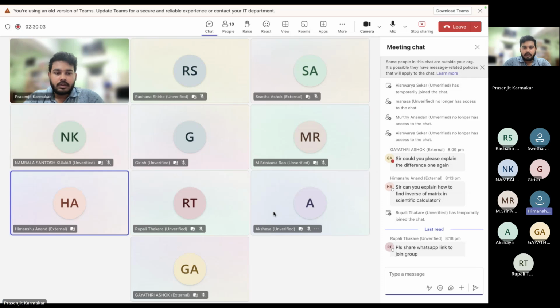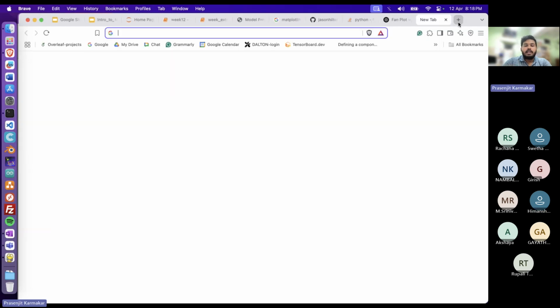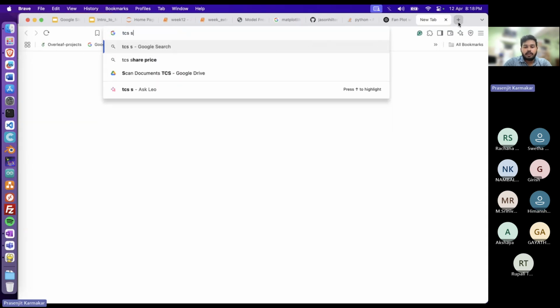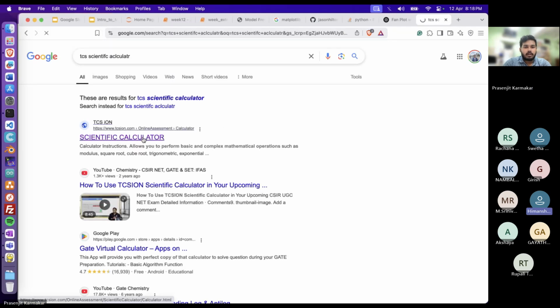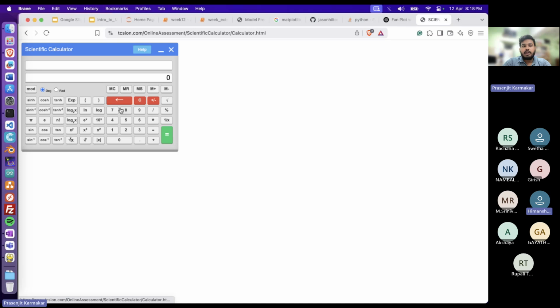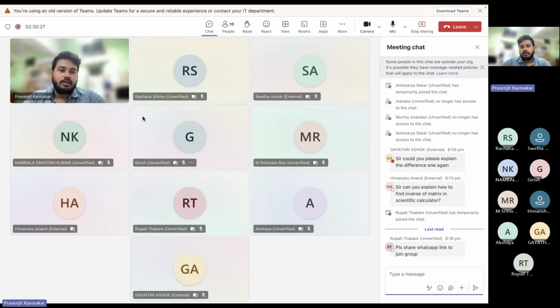Explain how to use a scientific calculator for finding the inverse of a matrix? No, because you cannot compute the inverse of a matrix here. You have to get the adjoints and then do a transpose manually.